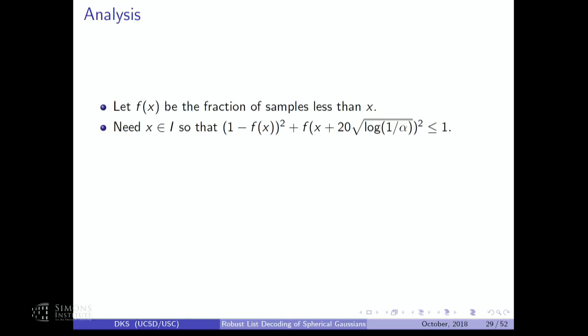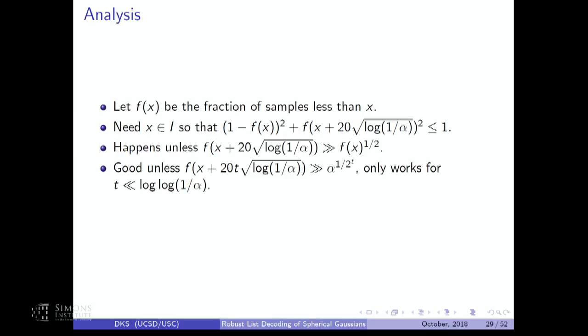And, well, this doesn't necessarily happen, but if it fails, it's going to have to be the case that f of x plus 20 root log is much, much bigger than the square root of f of x. And this very quickly becomes a problem if our interval is long. Because it's going to be fine unless f at the end of the interval was already alpha, or alpha over 6 or something.